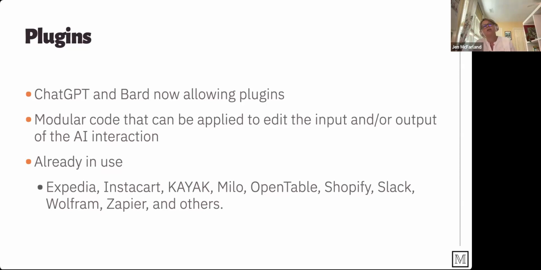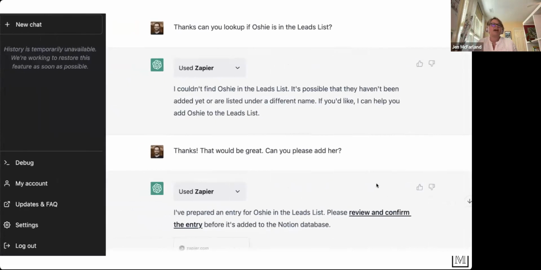And so some of the examples here are like OpenTable, Shopify, Slack, Zapier. There's some really cool integrations with Zapier so that you could, for example, I think I have an example here. Yeah. Say, look in this spreadsheet. Can you see if that person's in there? And then ChatGPT is like, I don't see it.